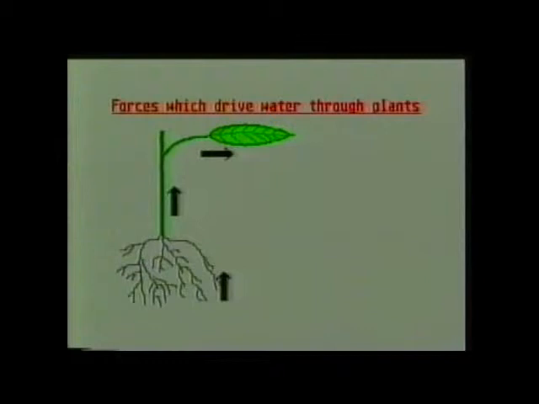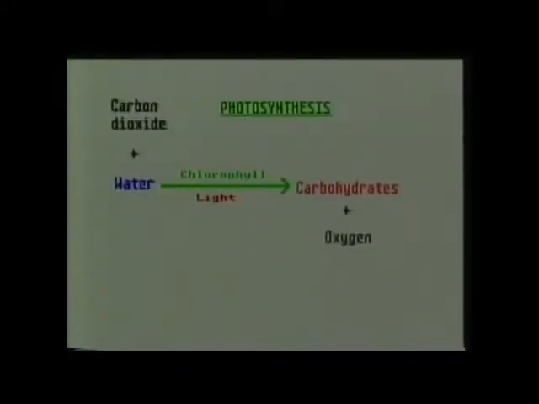The forces which control water flow through the stem are complex. As water is used up by the leaves, it is pulled up the stem in a continuous column. Root pressure pushes water up the stem. The wetter the soil, the greater the pressure. The process of photosynthesis requires water as a raw material, as we know from a previous program. Plants also lose vast amounts of water through the leaves by a process known as transpiration.